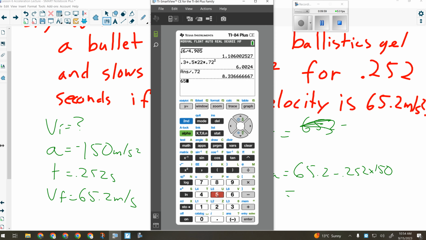So 65.2 minus 0.252 times 150 times negative 150. Okay, 103 meters per second. That's a slow bullet? Yes, that's a very slow bullet.